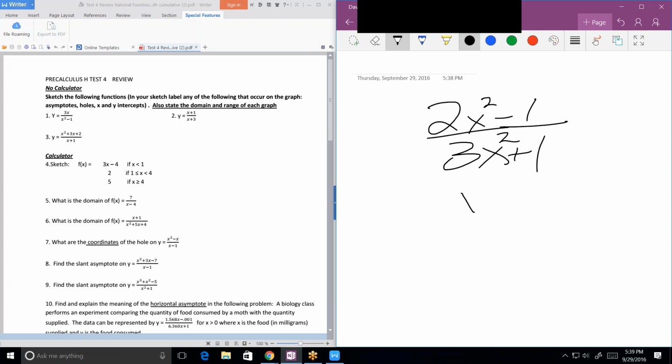The other situation is where the bottom is bigger than the top, like this. What's the horizontal asymptote in the middle function? It would be 0. y equals 0. It's always equal to 0 if the bottom has a higher degree than the top. Okay? Now there's one other situation, and that's where the top is exactly 1 bigger than the bottom.